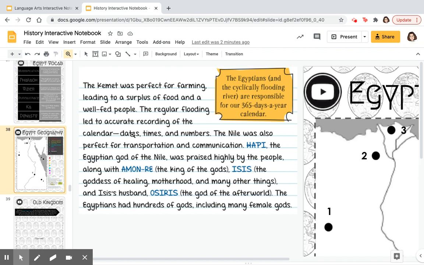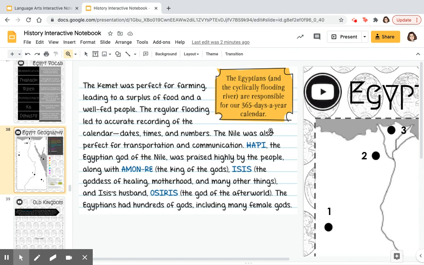If you guessed it was movement, you'd be right, because it is the physical movement in transportation and the movement of ideas through communication. Now, the idea that they had multiple gods, hundreds of them, including many female gods, is an example of polytheism, the belief in multiple gods.